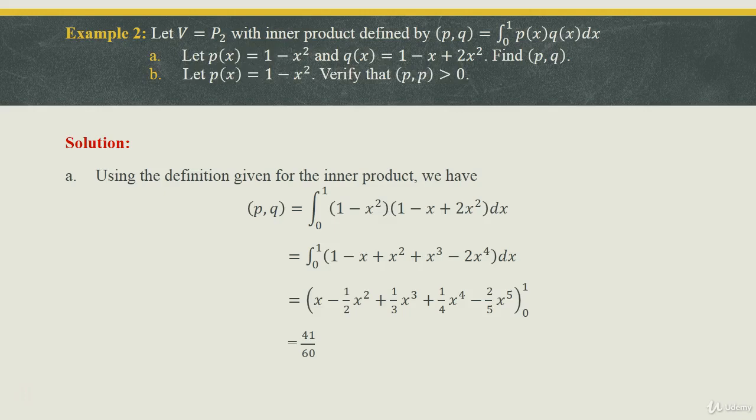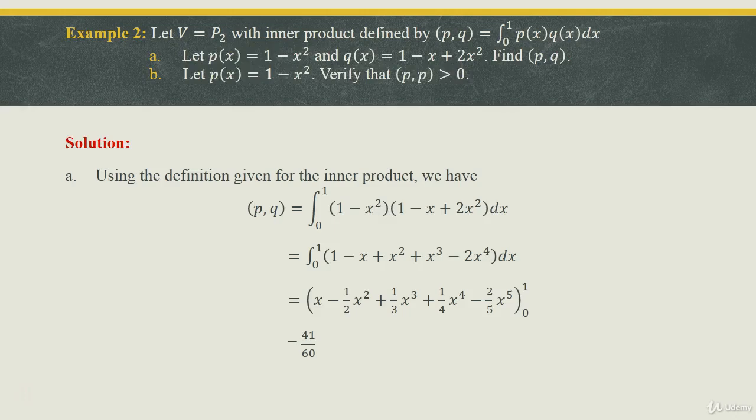Let V be P2 with the inner product defined by the inner product of P and Q equal to the integral from 0 to 1 of P(x) Q(x) dx. Then we have to find, the first: let P(x) be equal to 1 minus x squared and Q(x) be equal to 1 minus x plus 2x squared, then find the inner product of P and Q. And the second one: let P(x) be equal to 1 minus x squared, then we have to verify that the inner product of P and P is greater than 0.